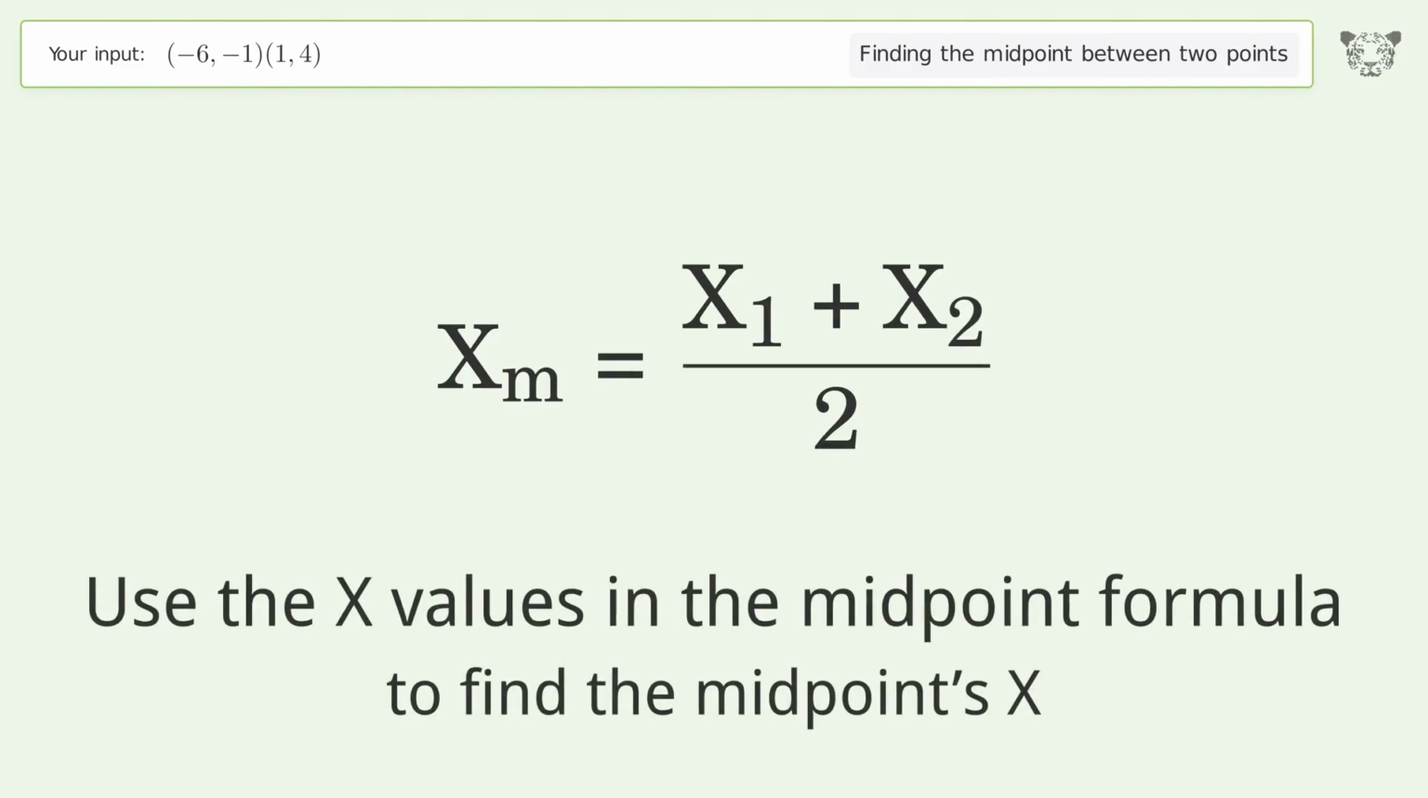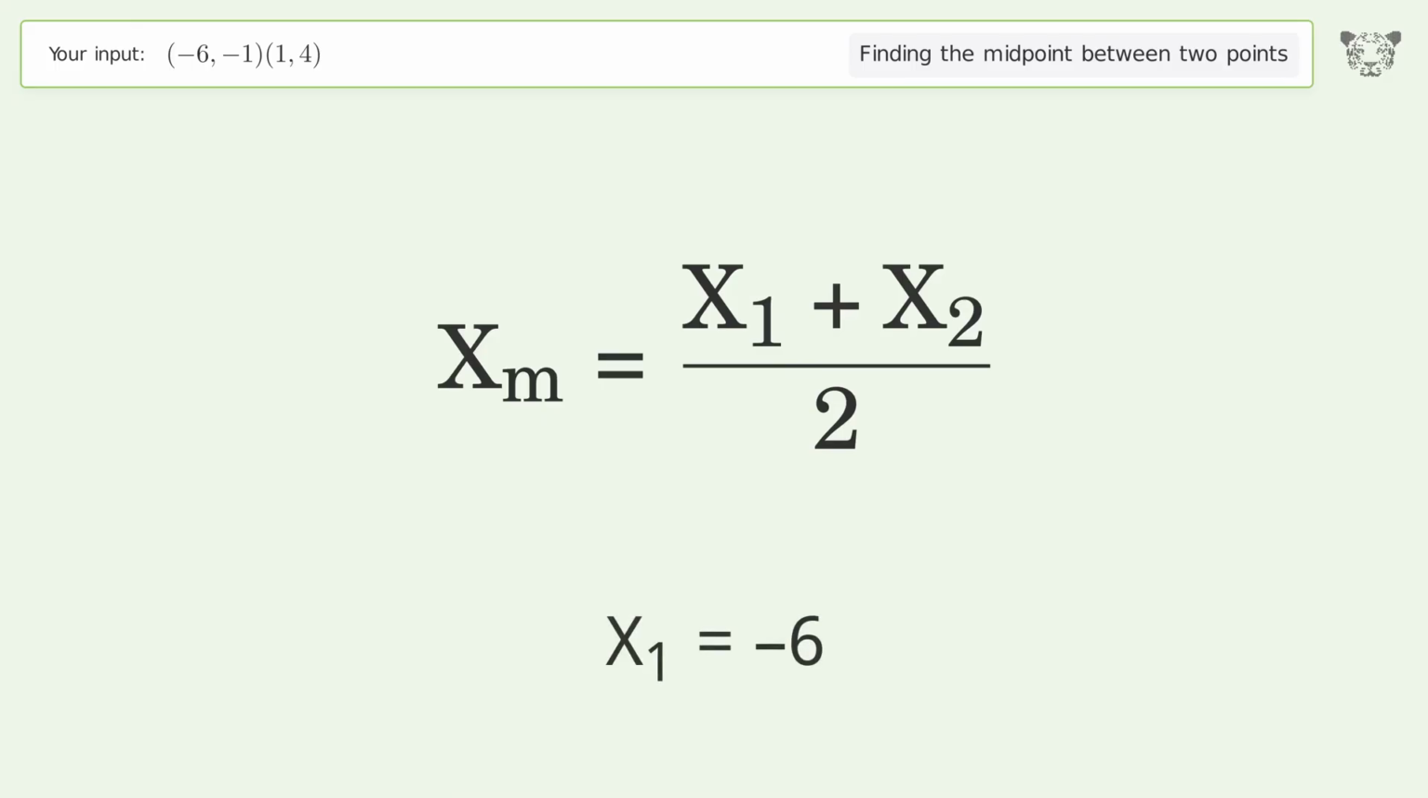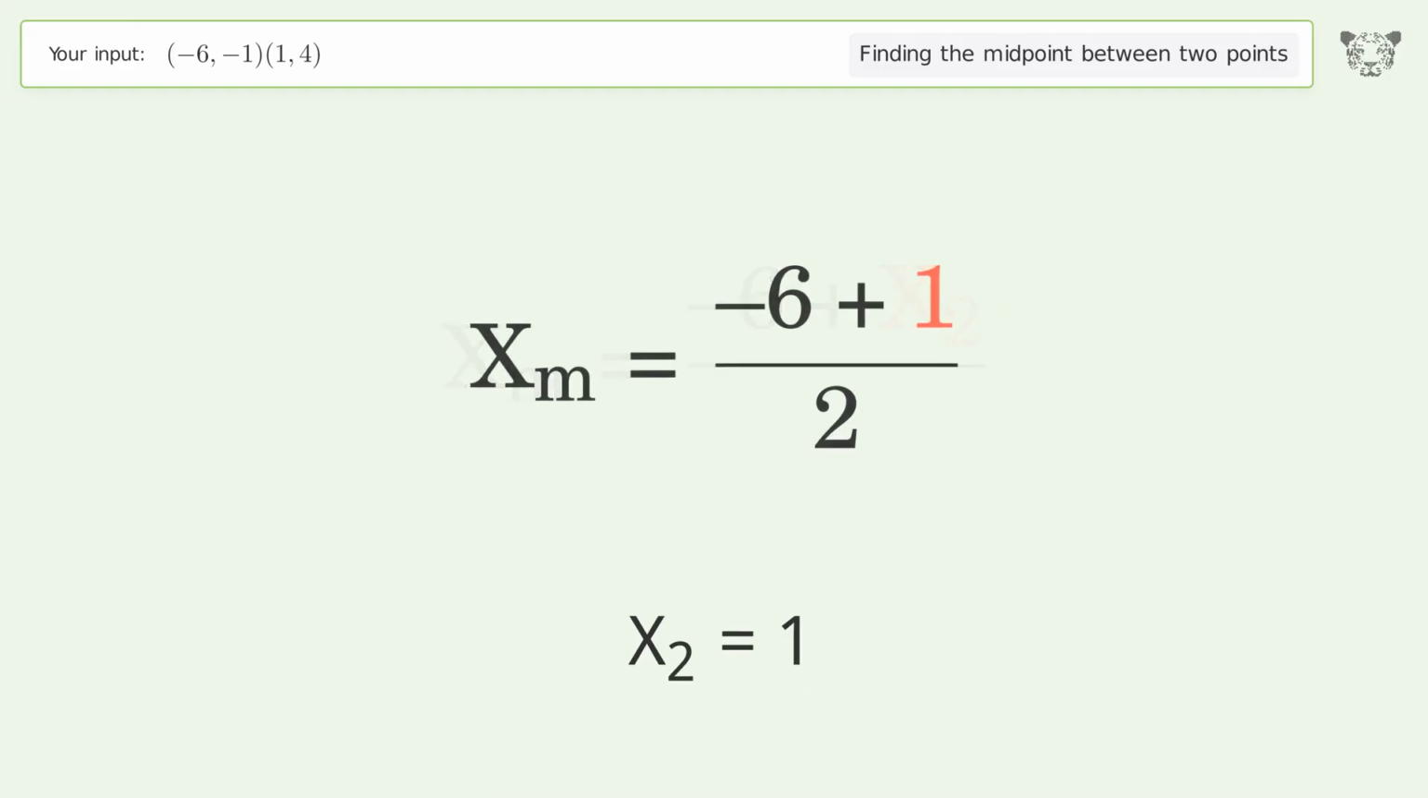Use the x values in the midpoint formula to find the midpoint's x. x1 equals negative 6. x2 equals 1. Simplify the arithmetic.